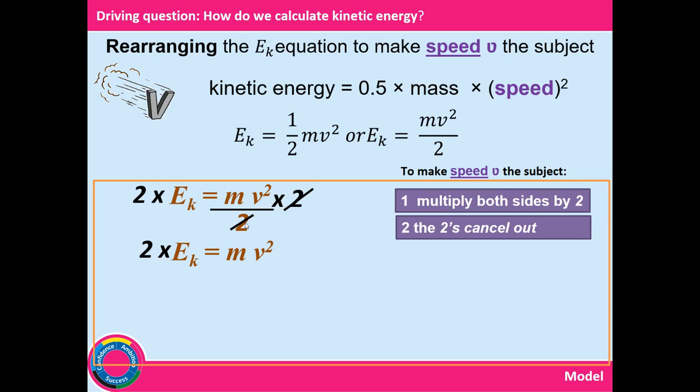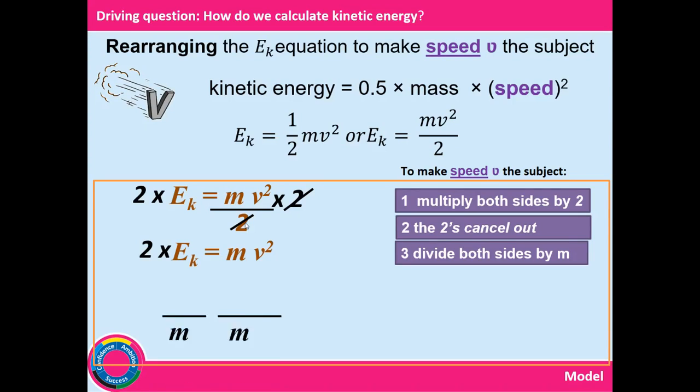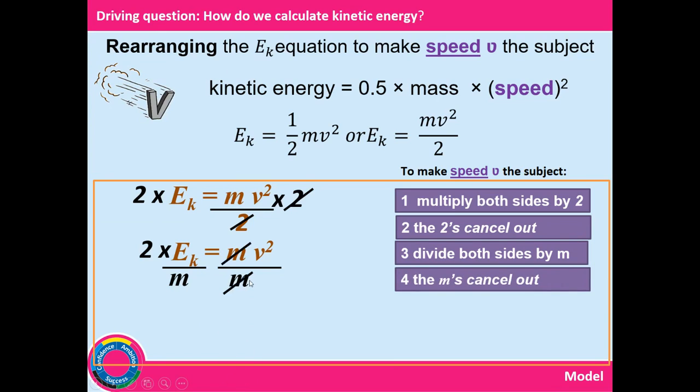Still, I've got an m next to v, which I don't need on that side. I need to get rid of the m. Therefore, I divide both sides by m. And then you'll find on your right-hand side, you have an m in the numerator and an m in the denominator. The m's will cancel out. So we are left with 2 times EK over m equals v squared.